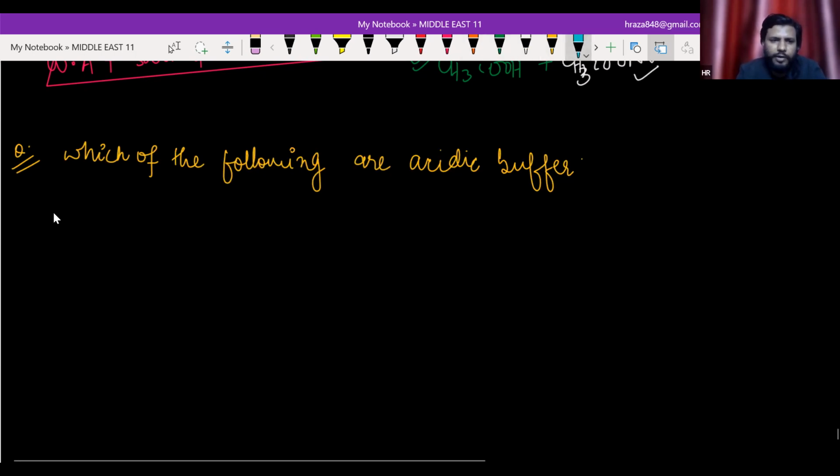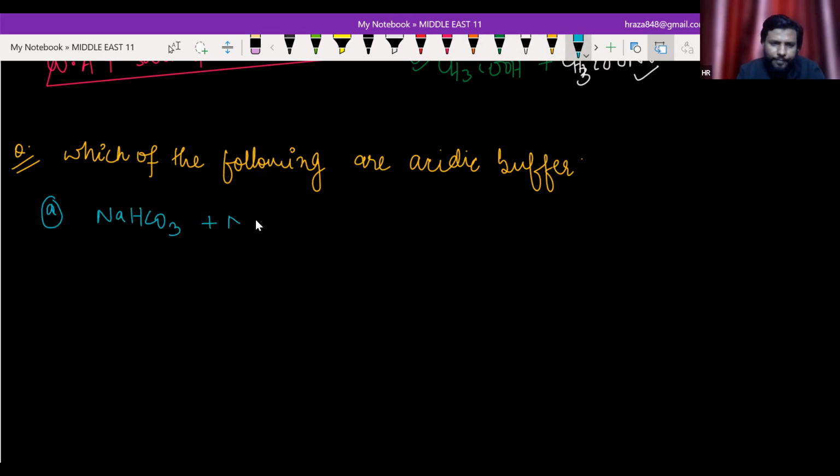So which of the following are acidic buffer? A is basically I'm going to give you, and then tell me which one of the following is a mixture between these.